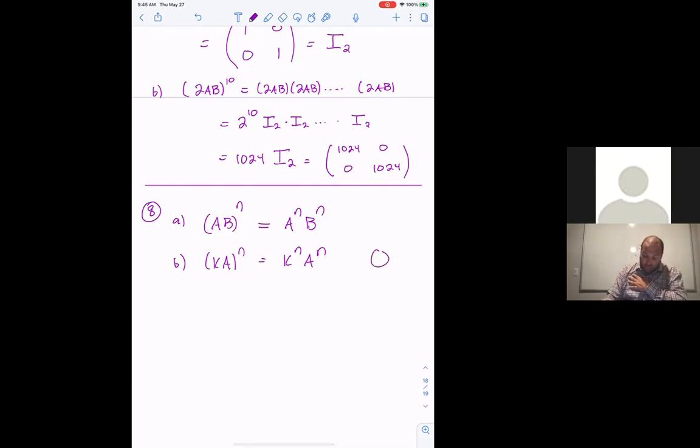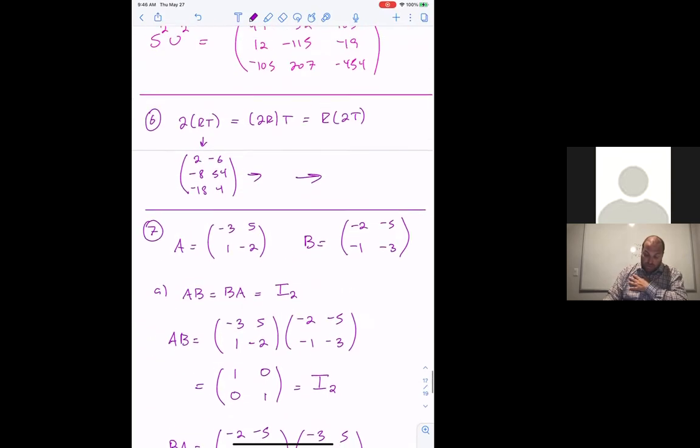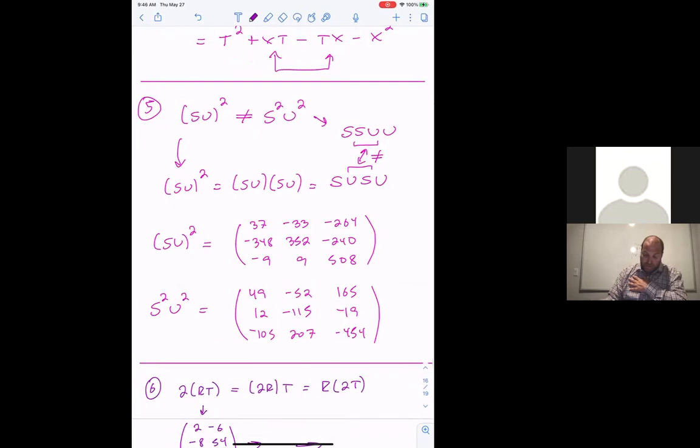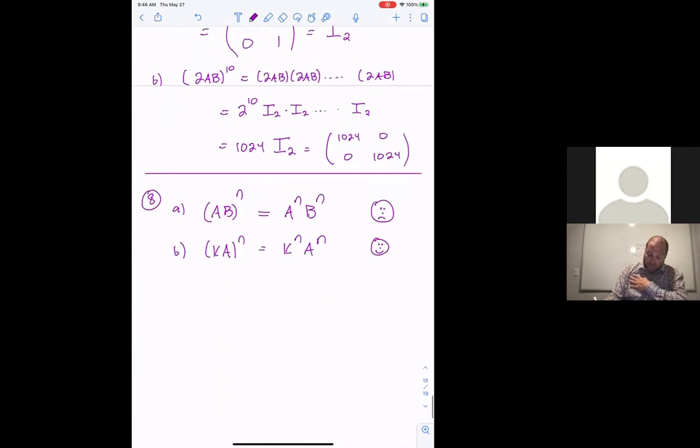So I agree with this one. I'm happy with this choice because scalars I can move to the front, but we've already established, I don't have to do this again. We've already established that this is not correct. We already showed earlier that right here, for example, number 5, SU squared is not equal to S squared U squared. That's my counterexample. You want a counterexample for this one? Exercise 5. That's my counterexample. I already know that's not true.